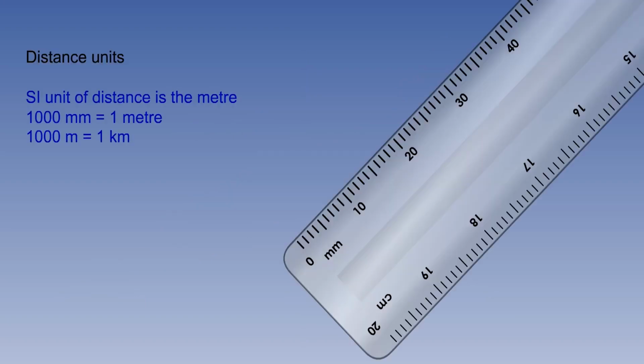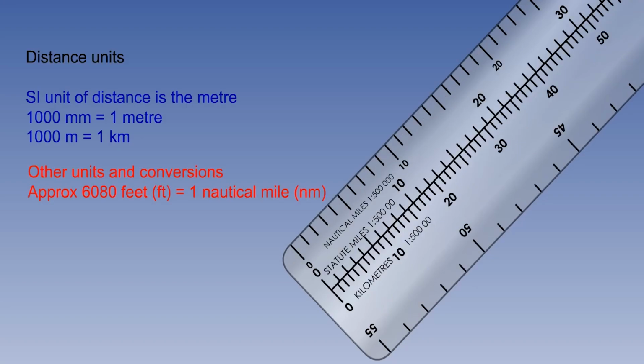We will now look at the unit of distance used in principles of flight. The SI unit for distance is the metre, designated by the letter M. But aviation mixes the metric units with the older imperial units of the foot, statute mile, and the nautical mile.